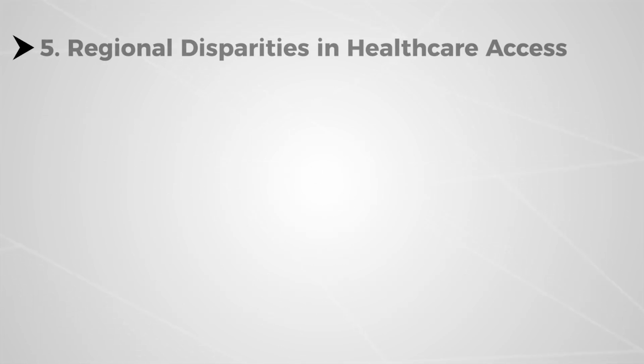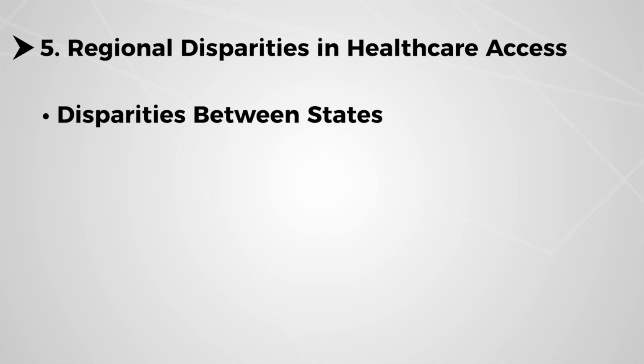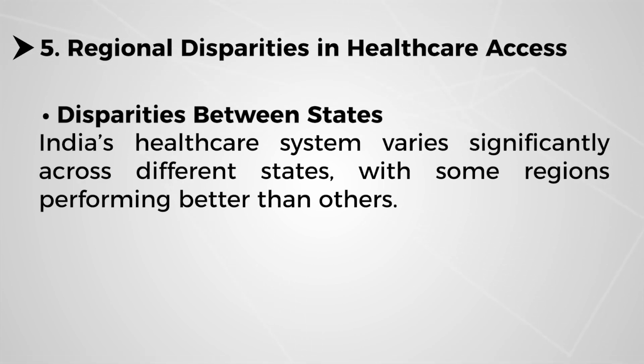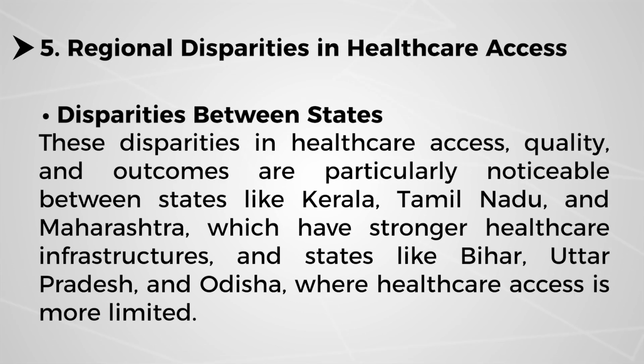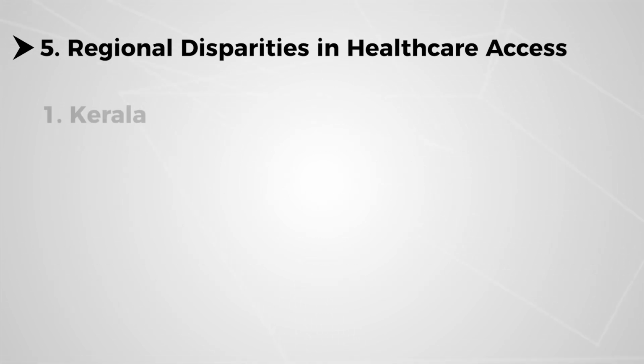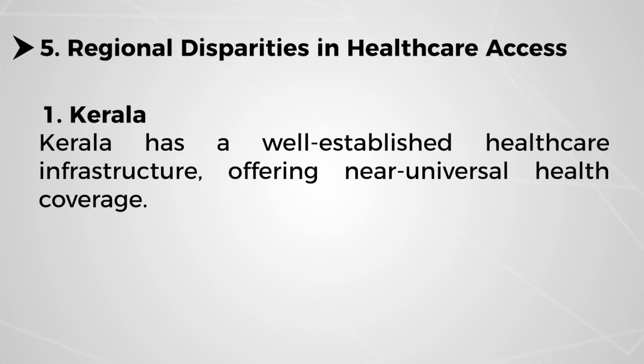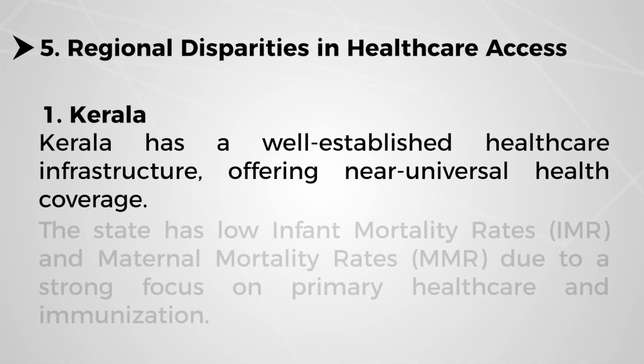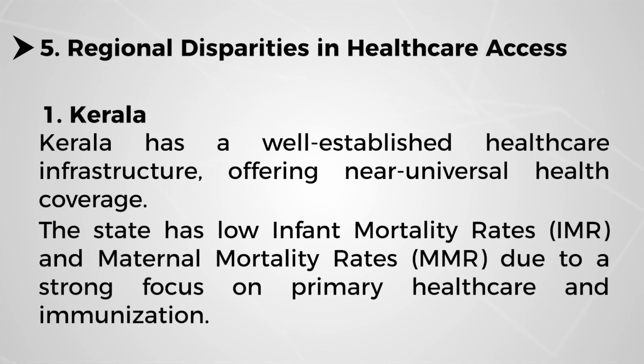For example, regional disparities in health access between the states. India's healthcare system varies significantly across different states, with some regions performing better than others. These disparities in healthcare access, quality and outcomes are particularly noticeable between states like Kerala, Tamil Nadu and Maharashtra, which have a stronger healthcare infrastructure, and states like Bihar, Uttar Pradesh and Odisha, where healthcare access is more limited. For example, Kerala has a very well established healthcare infrastructure offering very good health coverage to all parts of the state. The state has a low infant mortality rate and maternal mortality rate, due to a strong focus on primary health care and immunization.